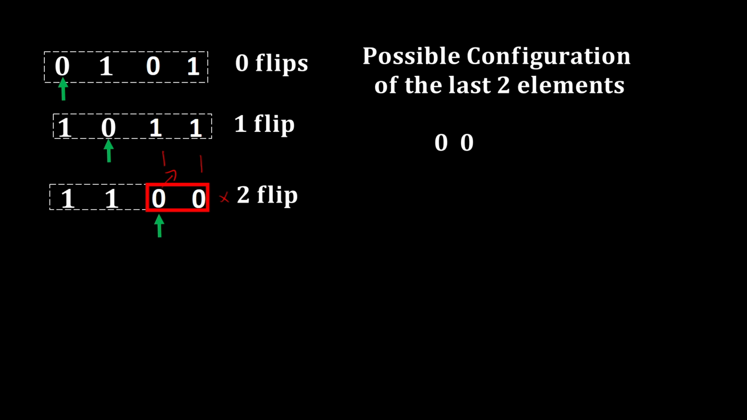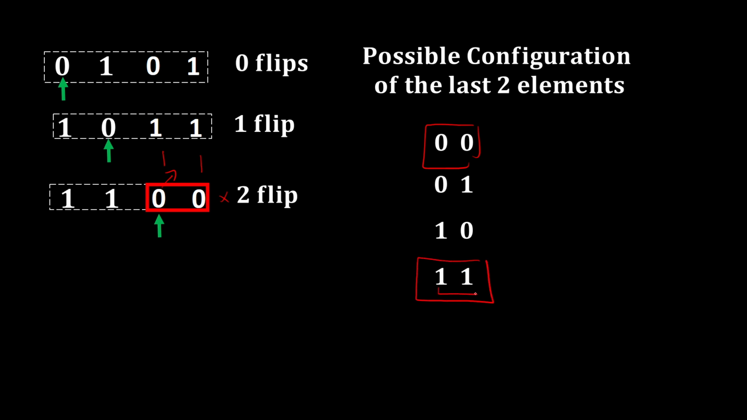And what are those configurations? Either you will be left with 0, 0 or a 0, 1, the last 2 elements only, or a 1, 0 or a 1, 1. So out of these 4 configurations, in which configuration would you guarantee that the sub-array or the array is completely consisting of 1s? Only for this case.